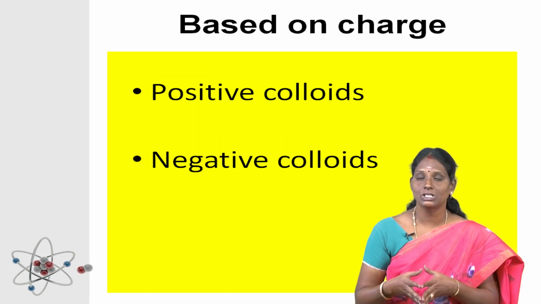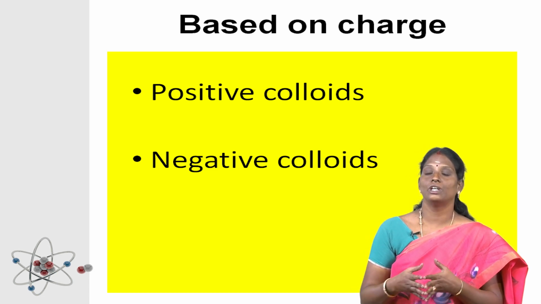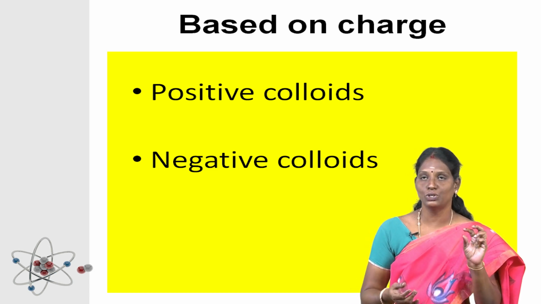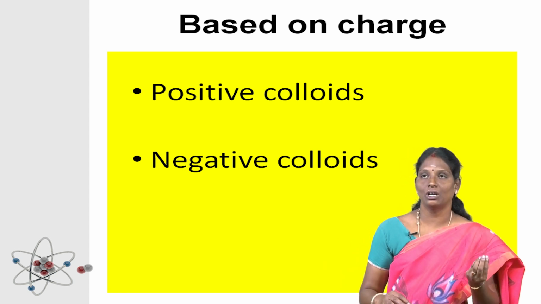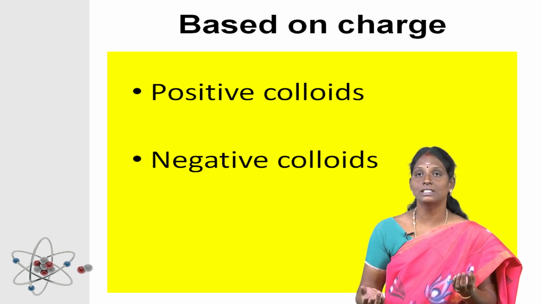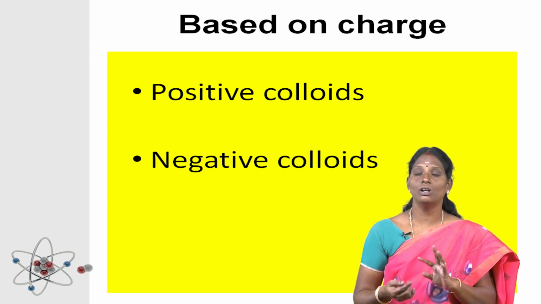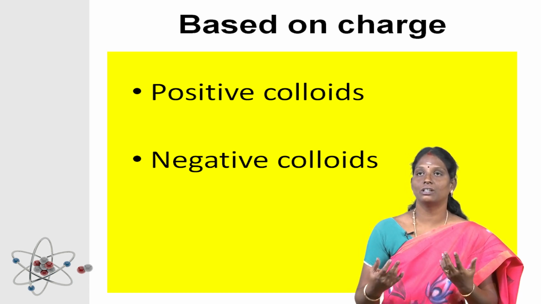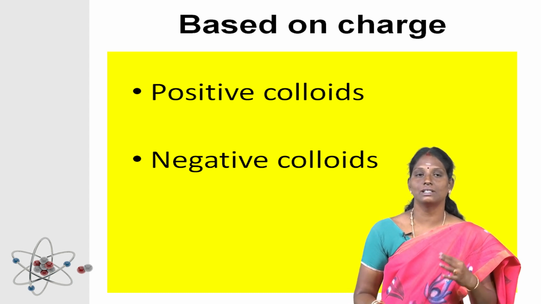Next one, based on charge, the colloids can be classified into two types. Depending upon the charge of the colloid, when the colloid has a positive charge, it is called a positive colloid. When the colloids have a negative charge, they are called negative colloids. An example for a positive colloid is hemoglobin. Gold salt and starch are examples for negative colloids. So based on the charge, colloids are classified into two types: one is positive and another one is negative.